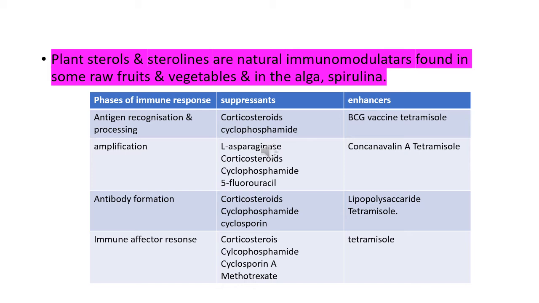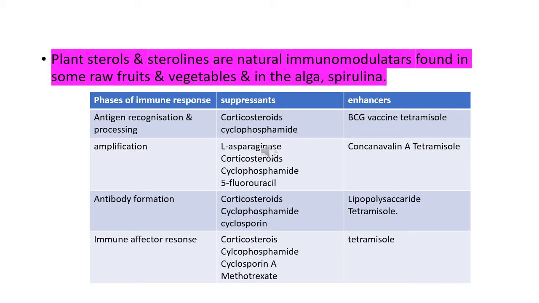Phases of immune response, suppressants and enhancers. Antigen recognition and processing: suppressants are corticosteroids and cyclophosphamide; enhancers are BCG vaccine and tetramisole. Amplification: suppressants are L-asparaginase, corticosteroids, cyclophosphamide and 5-fluorouracil; enhancers are concanavalin A and tetramisole.